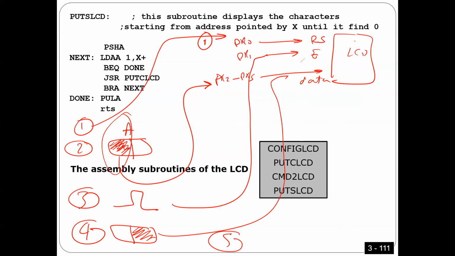Number 5, I have to generate a pulse like this one again in the enable. So I have to generate a pulse like this one in the enable. Okay, you understand what we should do before I choose the assembly? How will the assembly do that? You understand everything? Any questions?